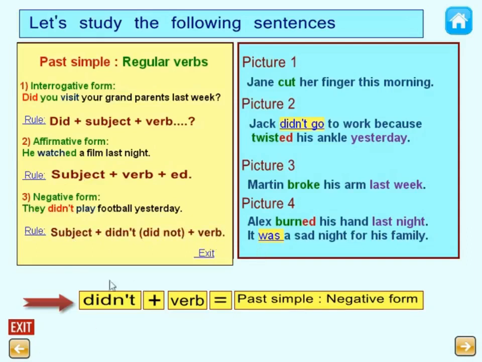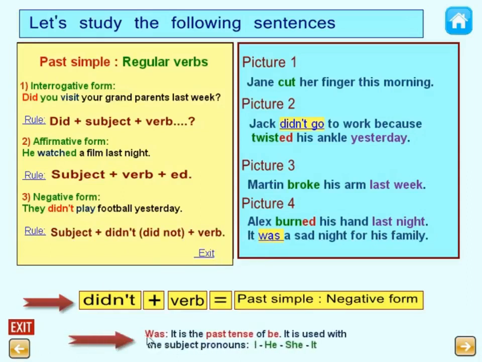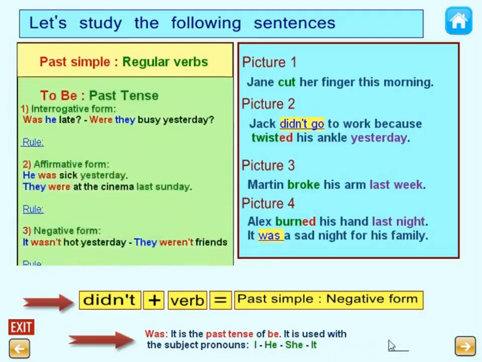Look now at the second highlighted word here, which is was. Can you guess which verb it is? Click on it to discover. As you see here, was is the past tense of be. It is used with the subject pronouns I, he, she, and it. But what about the other subject pronouns? What do you use with them? Click on the word rule to discover.